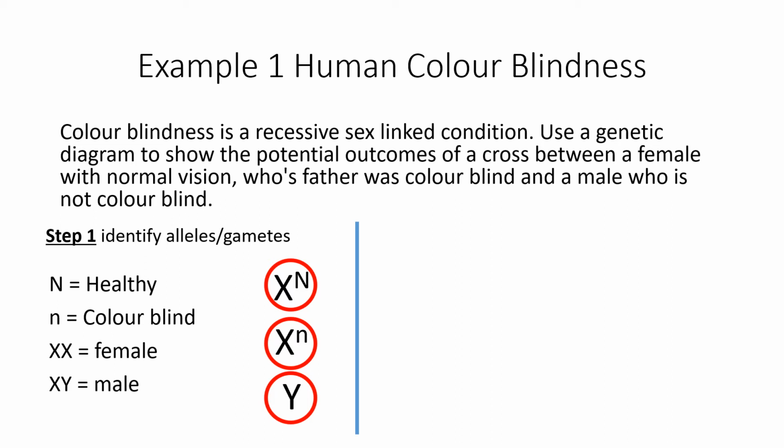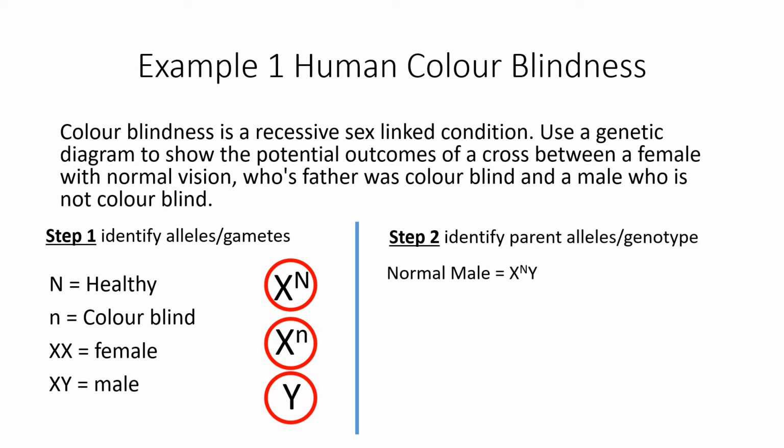In the question, it says that we have a normal male, which automatically means that we have an X and a Y, and that X must be the uppercase N. The question also tells us that we have a normal female. Now, there are two possible ways we can have a normal female. We could have two X chromosomes that are homozygous dominant for color blindness, or two X chromosomes and heterozygous for color blindness.